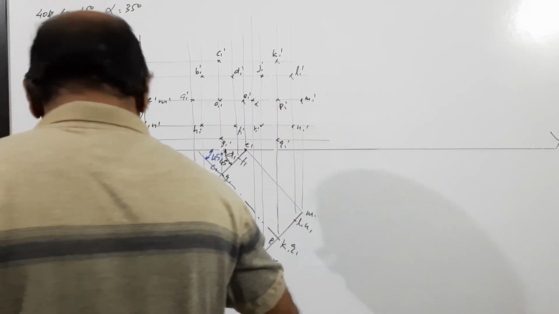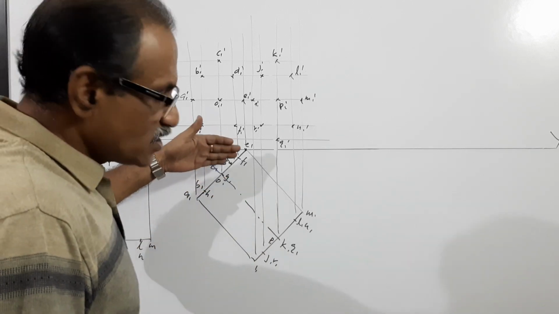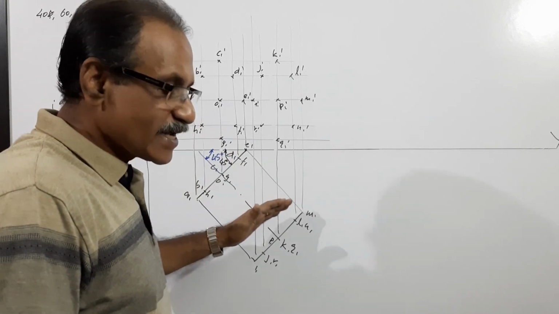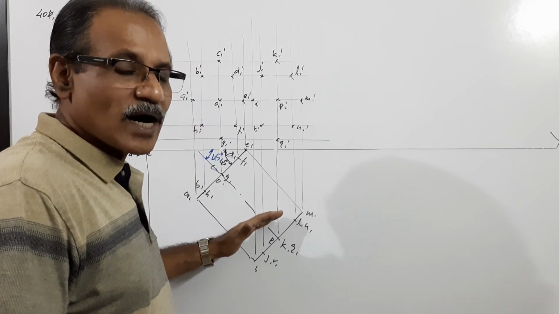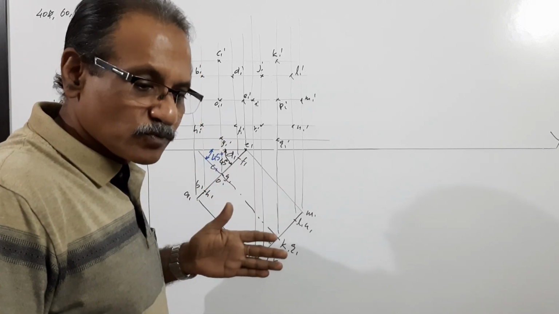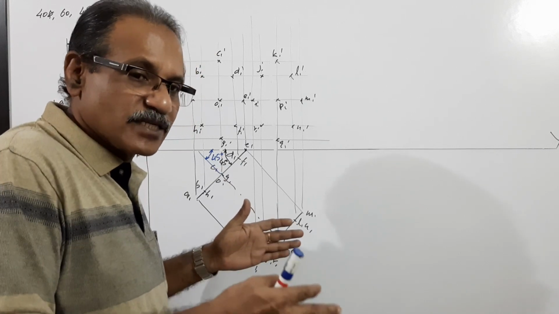Now you have to connect them. How will you connect? The base is nearer to the VP. Base is ABCDEFGH. IJKLMQR is the top. Base is nearer to VP. The top is nearer to the observer when you stand and look for the elevation.